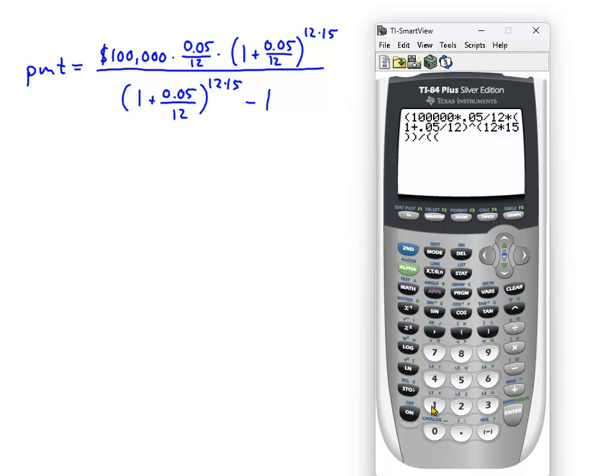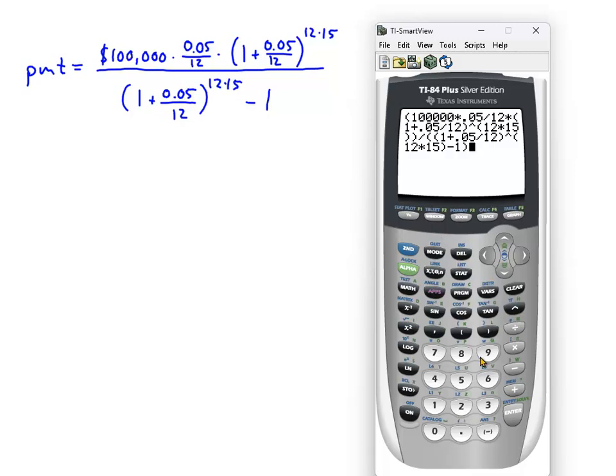Little parentheses, again, the compound interest formula. And again, the exponent. And close the parentheses for the exponent. Minus the 1, and then close the parentheses for the denominator. So quite a thing here.